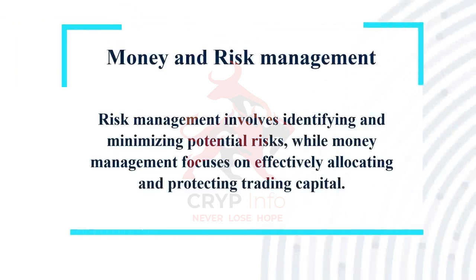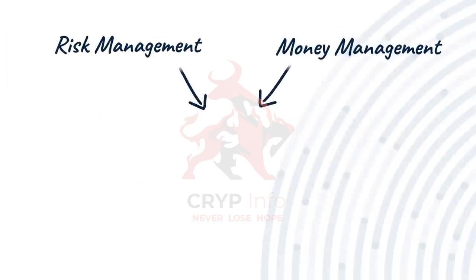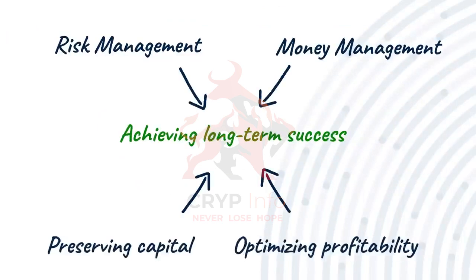Risk management involves identifying and minimizing potential risks, while money management focuses on effectively allocating and protecting trading capital. They both serve the same purpose, which is achieving long-term success by preserving capital and optimizing profitability.